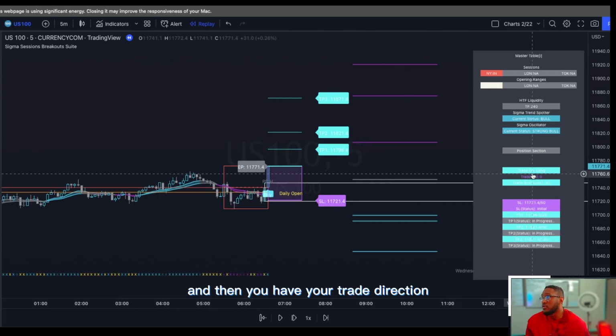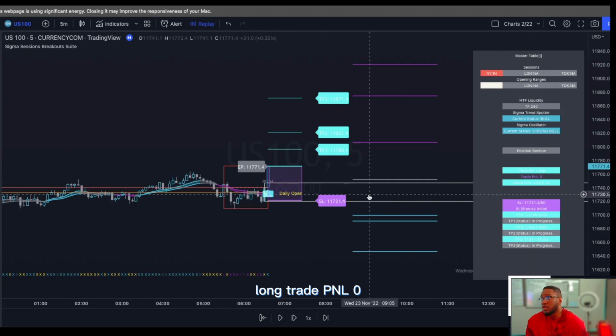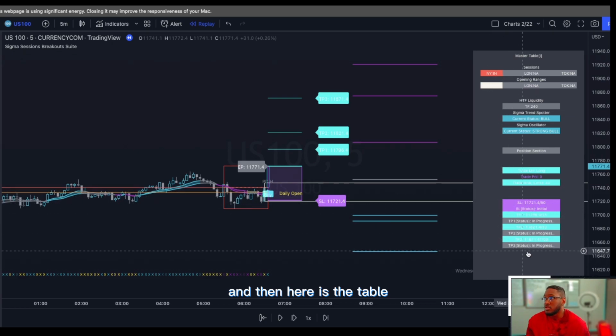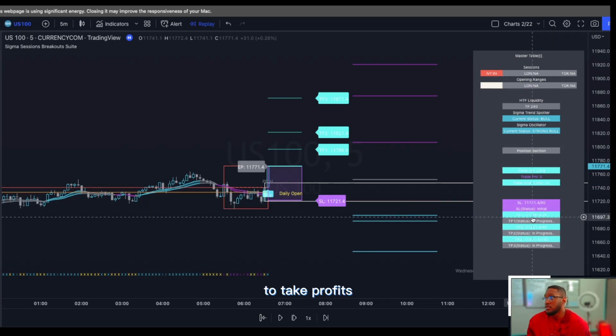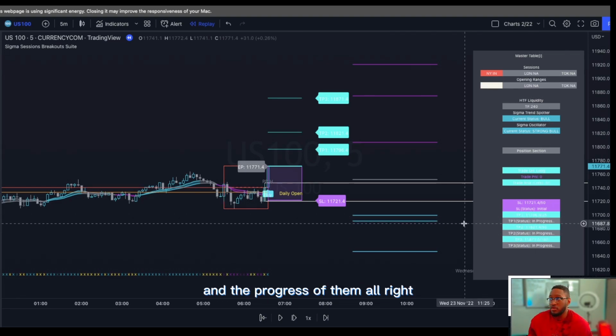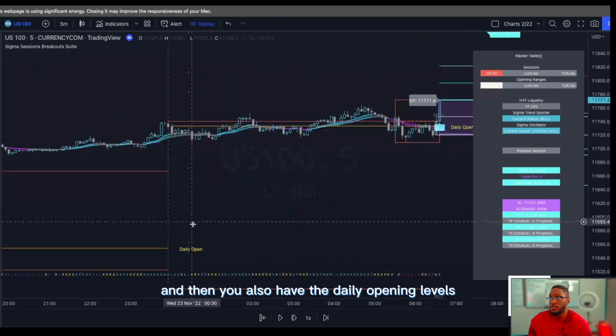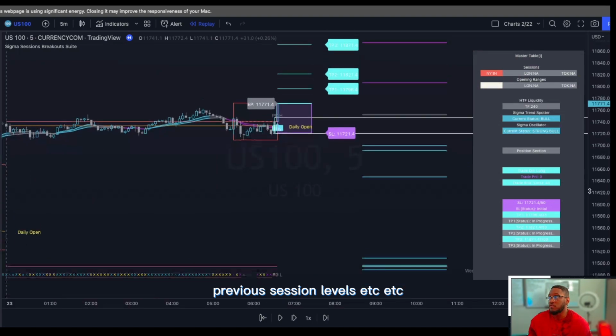And then you have your trade direction long, trade P&L 0 because it's not active at the moment. Risk and lots 40, we can change that. And then here's the table where you see your stop loss and all of the information, the take profits, how many points or pips that you're aiming for, and the progress of them. Here at the bottom we have the days of the week, and then you also have the daily opening levels, previous session levels, etc.